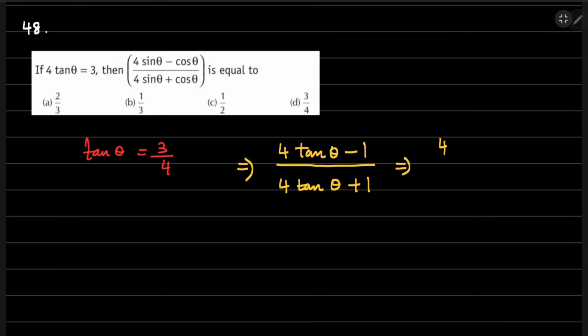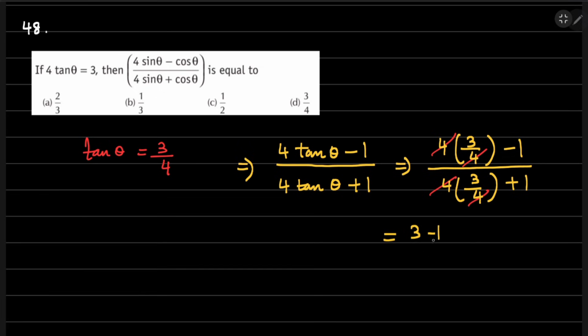So, this is equal to 4 multiplied by tan theta is 3 by 4 minus 1 divided by 4 multiplied by 3 by 4 plus 1. So, 4 and 4 will get cancelled. 3 minus 1 divided by 3 plus 1. This is equal to 2 by 4 or 1 by 2. So, option number C is the correct answer. 1 by 2.